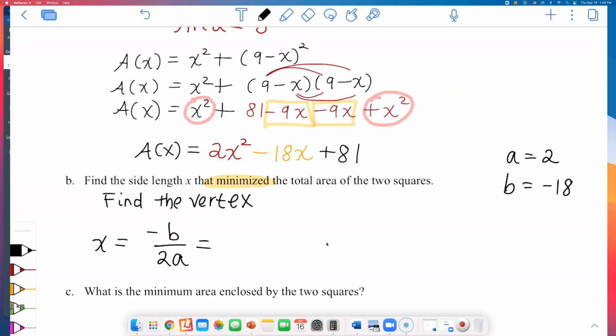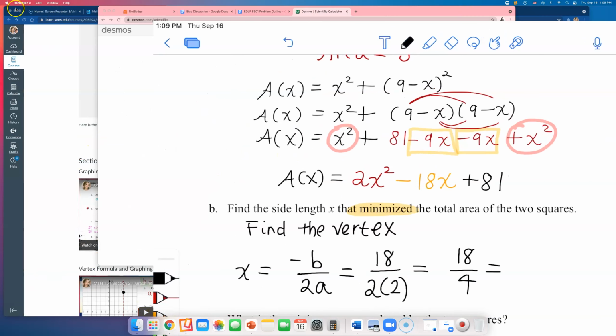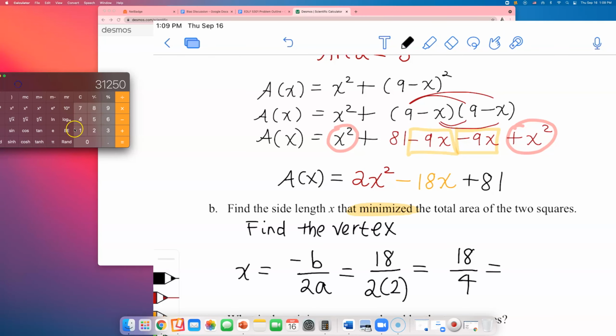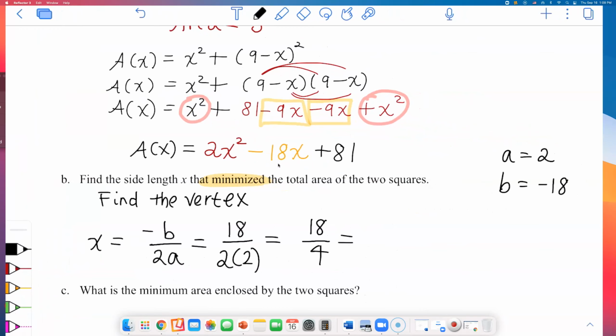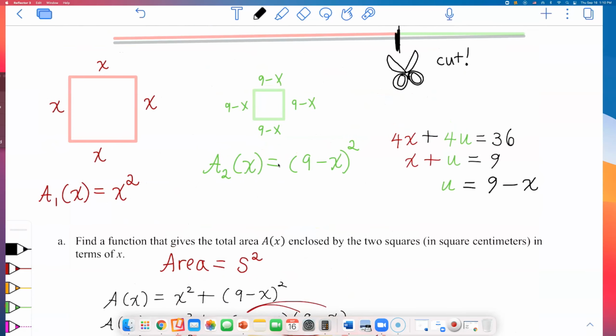Uh-oh. Okay, ignoring that. So if I use the vertex formula, I will get positive 18 divided by 2 times 2, which is 18 divided by 4. Oh no, I wanted my numbers to be perfect, but I think it's going to be a decimal. So if I do 18 divided by 4, it comes out to be 4.5. All right, 4.5 centimeters is the side of this square.